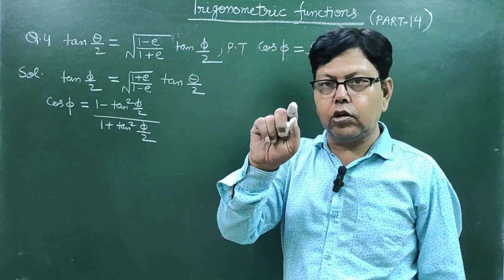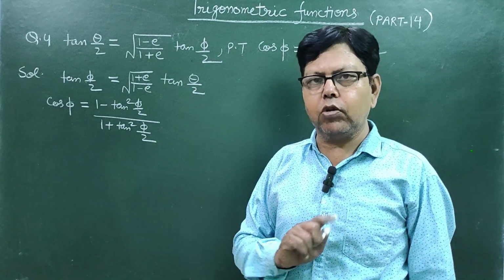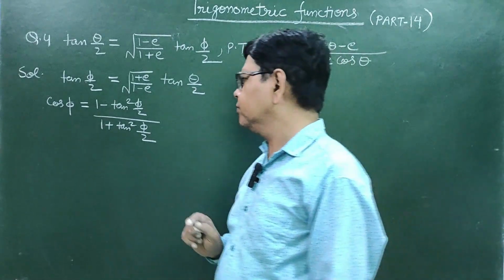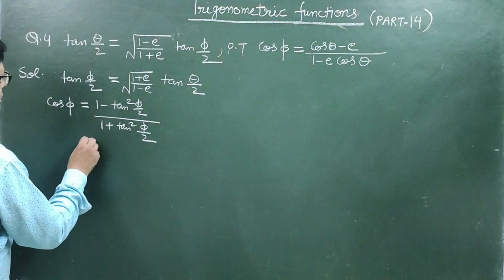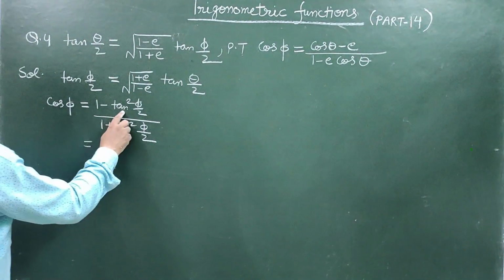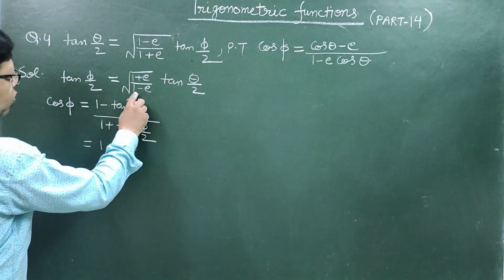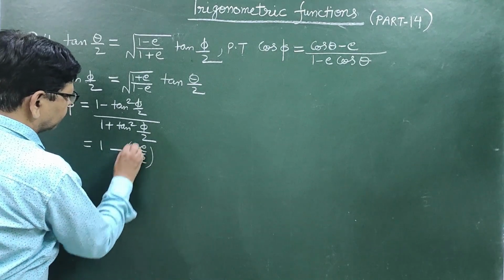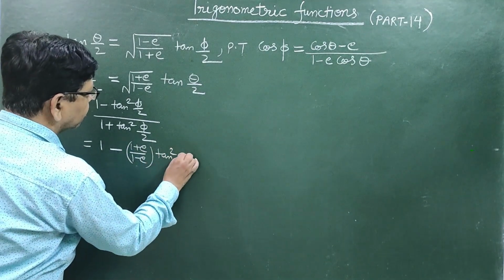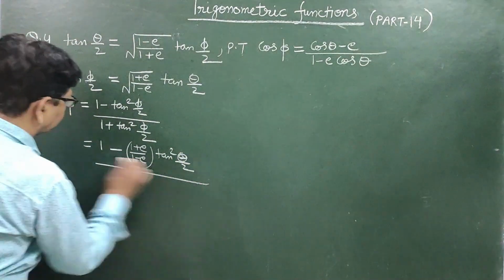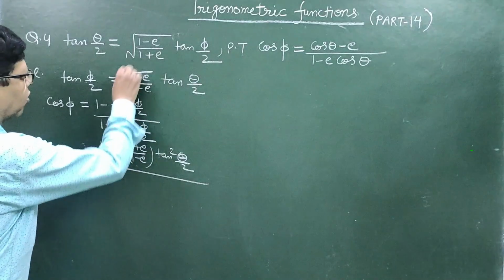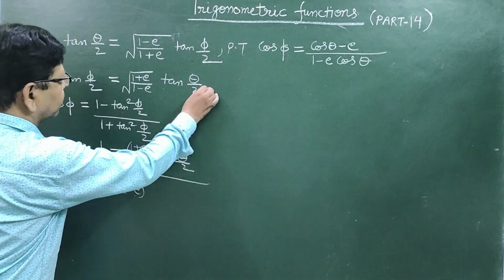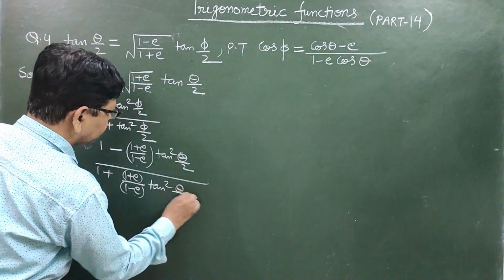So you know cos 2a is equal to (1 minus tan square a) upon (1 plus tan square a), or cos a is equal to (1 minus tan square a/2) upon (1 plus tan square a/2). Now we can put the value here. This is equal to 1 minus the value of tan phi/2, and we will square it, so (1 plus e upon 1 minus e) into tan square theta/2, and in the denominator 1 plus the square of this value, which is (1 plus e upon 1 minus e), and the square of tan theta/2 is tan square theta/2.